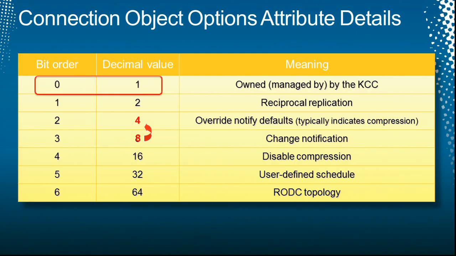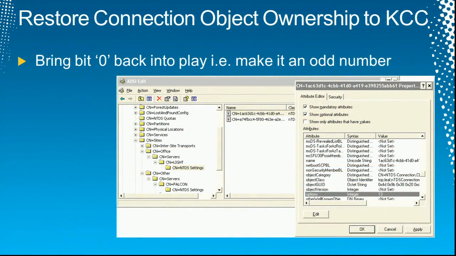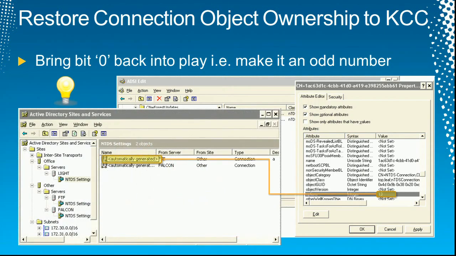But if you see the bit number 0, the decimal value 1, which means that it's owned by KCC and will tell KCC to manage this specific connection, is not set. So if you add 1 to that specific value, then that connection will now be managed by KCC. What you need to do, basically, is make it an odd number, and you will be able to convert that ugly GUID into automatically managed again.